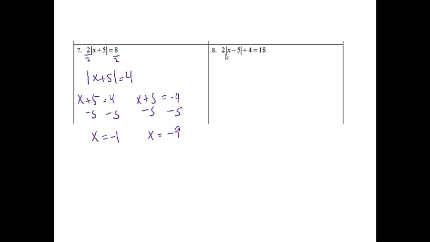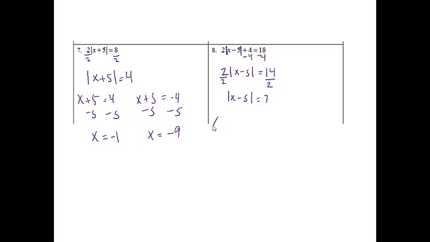All right, problem 8, 2 times the absolute value of x minus 5, plus 4 is equal to 18. Again, we have to get the absolute value of x minus 5 isolated before I can write two equations. So I'm going to start by subtracting 4 from both sides. So now I have 2 times the absolute value of x minus 5 is equal to 14. The next thing I do is get rid of my 2 by dividing. So now I'll have the absolute value of x minus 5 is equal to 7.